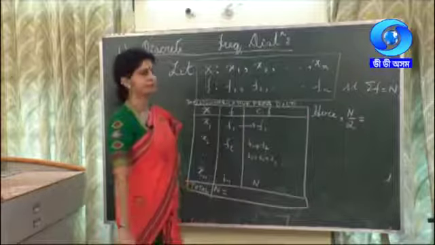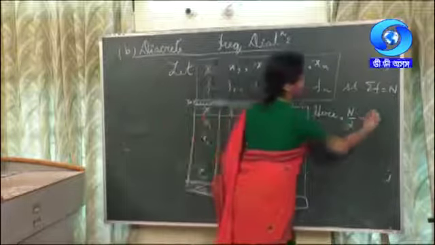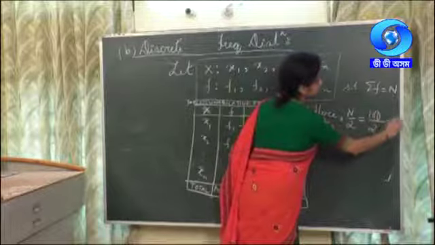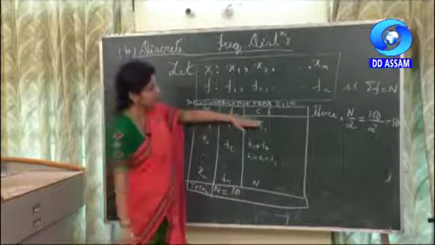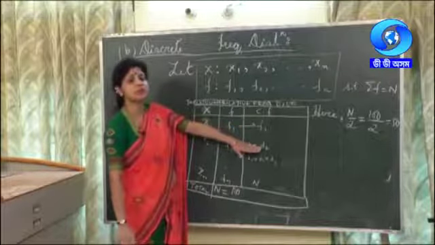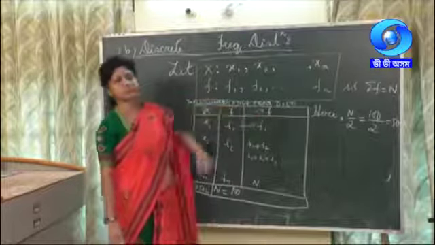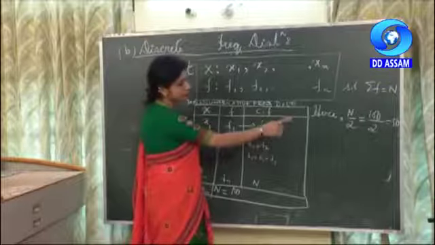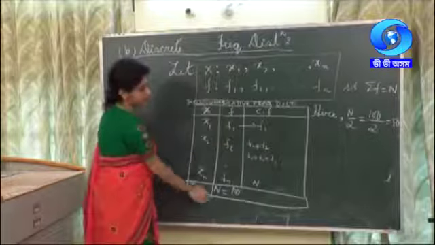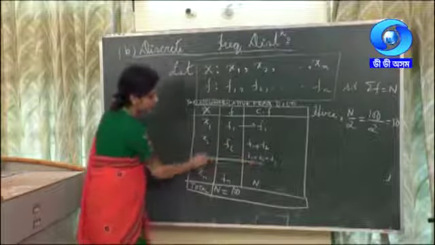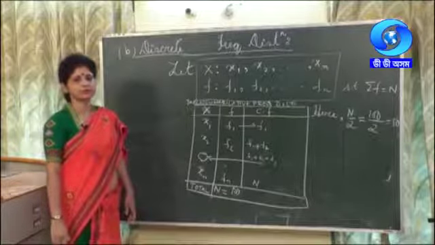How much is it? Supposing N is 100, how much will N by 2 be? 100 by 2 will give us 50. After finding this, what will we do? We will look for the cumulative frequency just greater than N by 2, that is, just greater than 50 supposing. Whichever value we reach that is just greater than 50, the corresponding value of x will be the median for that particular distribution.